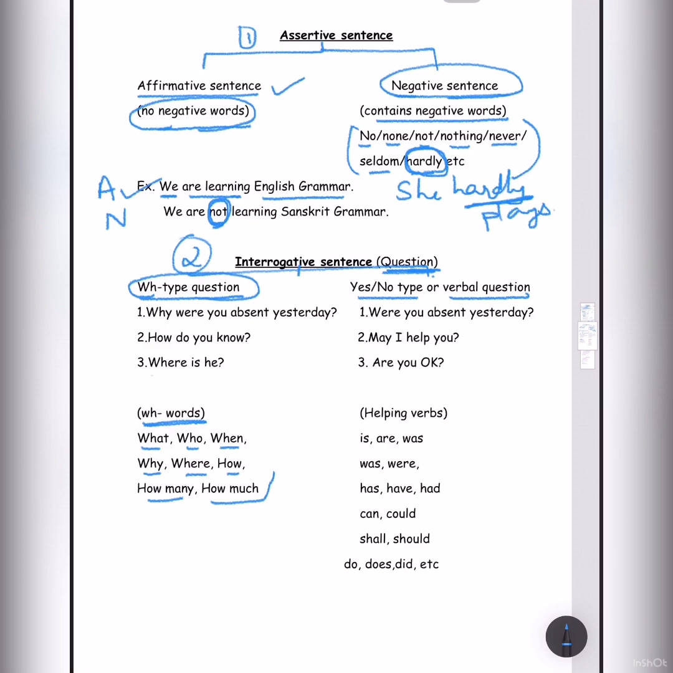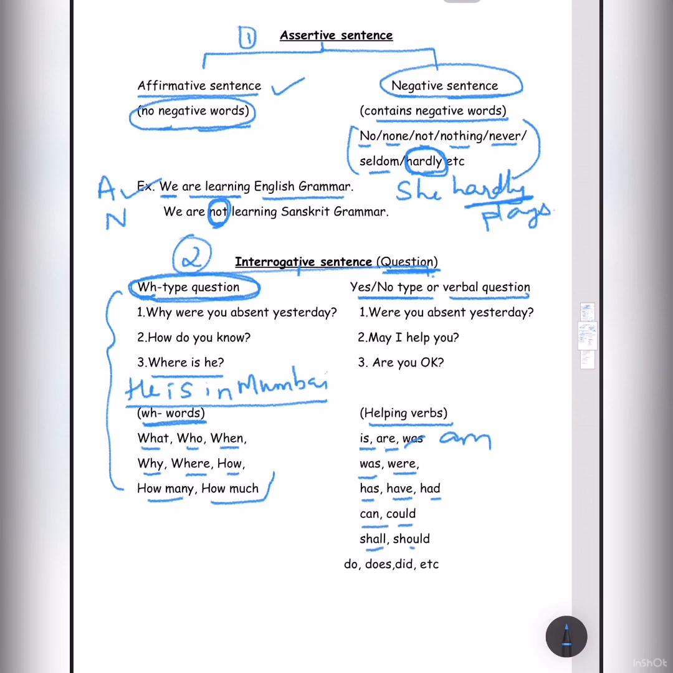For example, if I say, where is he? You may say, he is in Mumbai. So you will give a complete statement as an answer. So this type of questions are called WH type questions. The second is yes and no type. Yes and no type question starts with helping verbs: is, am, are, was, were, has, have, had, can, could, shall, should, may, might, do, does, did. Any modal auxiliary, they are also called helping verb.